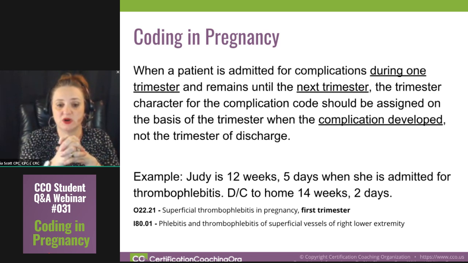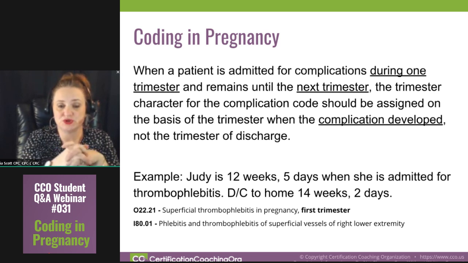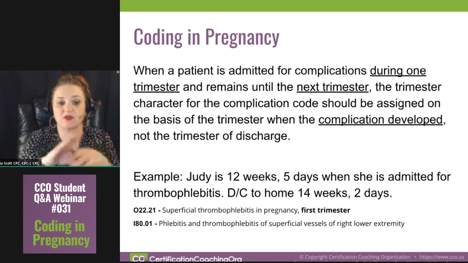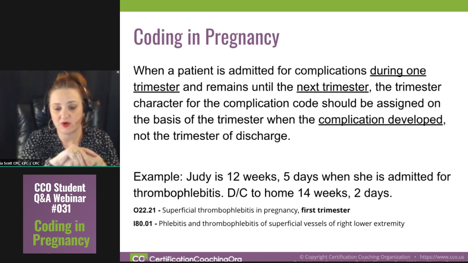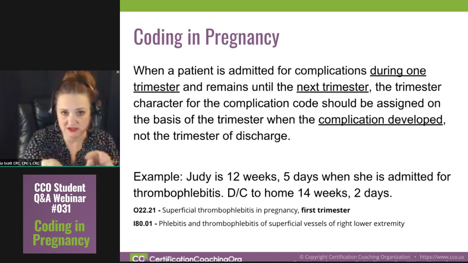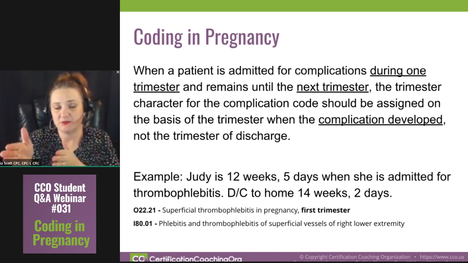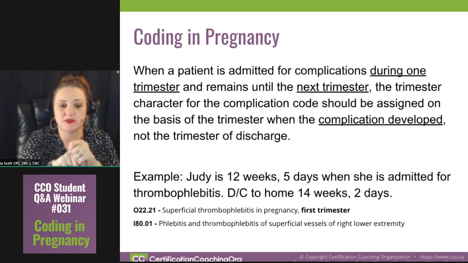So if she was in her first trimester, you would code for superficial thrombophlebitis in pregnancy, first trimester, and it would be O22.21. And then the tabular says with the code O22.21, by the way, we want to know more information. There's an I code that you need to code, and that was I80.01, phlebitis and thrombophlebitis of superficial vessel of right lower extremity. Now, again, don't overthink the disease process here. I was just wanting to show you an example of something that could be in one trimester that you'd be admitted for, and that you might be in house long enough that you were discharged in a different trimester, okay?